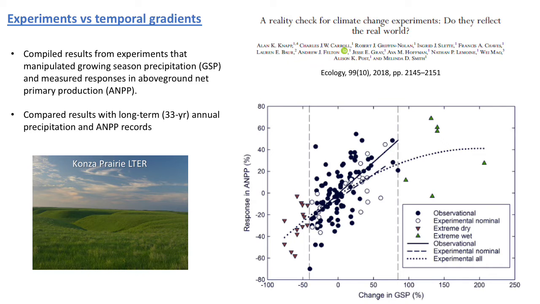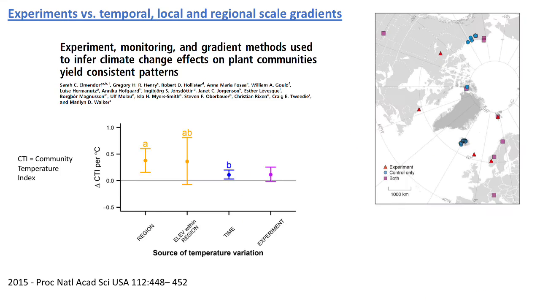Of course, the advantage of experiments is we can extend this inference to wetter years that occur naturally and drier years that occur naturally, and that might tell us something different about these systems.